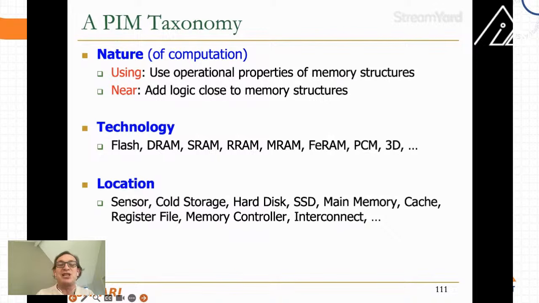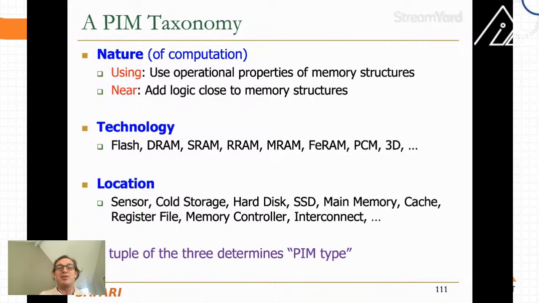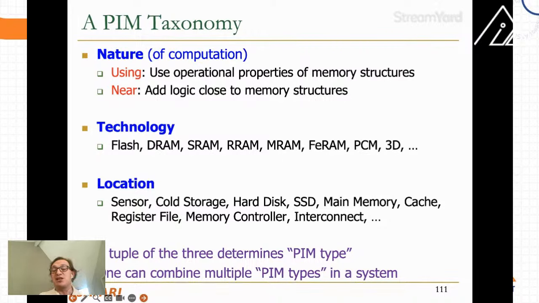Now, let me expand on this taxonomy. I just talked about the nature of computation. Using means you use operational properties of memory structures to do analog computation. Near means you add logic close to memory structures. But then there's also the technology aspect. You can have different technologies where you can actually do processing, right? I give you some examples over here. And then there's the location aspect. Location may incorporate one or more technologies, but location actually can be different also, as you can see. In the end, I believe we need to enable computation everywhere in every technology, which is the really interesting research problem. In the end, if you want to classify a processing in memory type, I believe you need to talk about this tuple of nature, technology, and location. And one can combine multiple processing in memory types in a system as well. Of course, once you actually start combining multiple different types of these things, programming will be an issue.